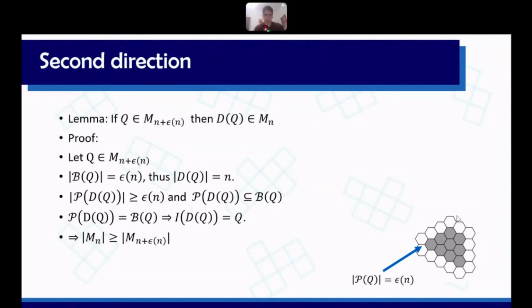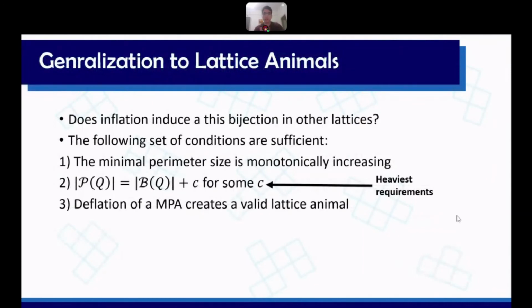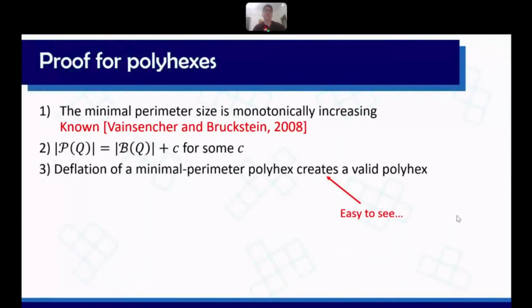So we have these three conditions for lattices, and in lattices that satisfy them, we have this bijection between sets of minimal perimeter lattice animals. But which lattices satisfy them? I'll start with poly-hexes. For polyhexes, we wanted to show first that the minimal perimeter size is monotonically increasing. This has already been shown in 2008 by Ben-Shachar and Brookstein. And condition 3, we want to show that the deflation of a minimal perimeter polyhex is still connected.